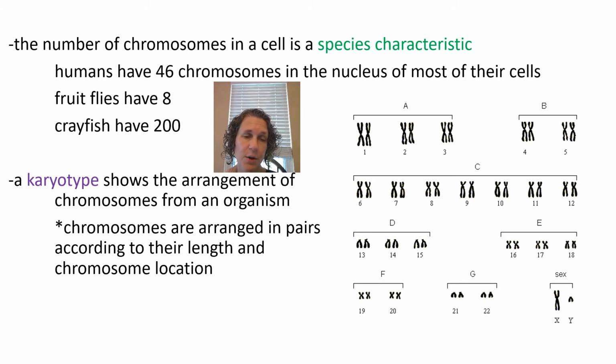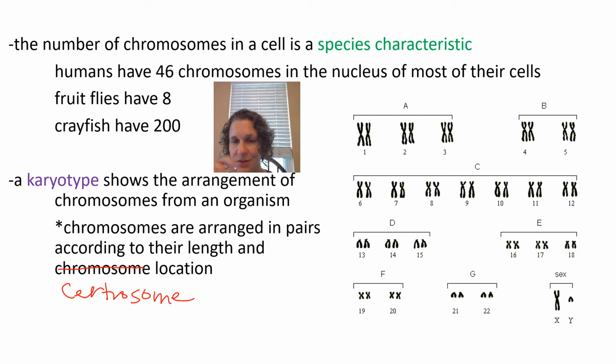So when a cell is going through division and the chromosomes have condensed down to form their X's, then pictures are taken and they are arranged to show the number of chromosomes, any problems, those kinds of things. And they're arranged in pairs according to their length, because they will always be the same size, and where their centromere is located.